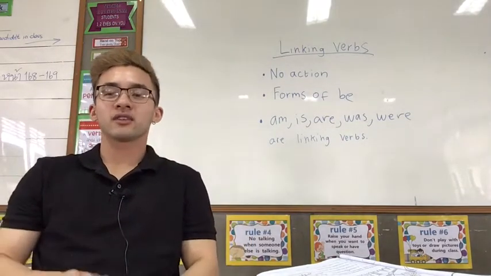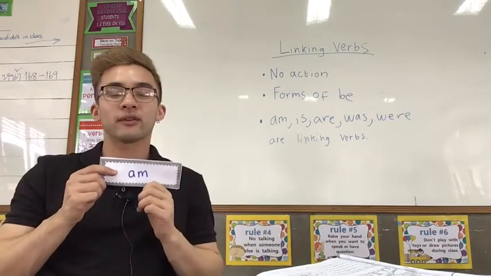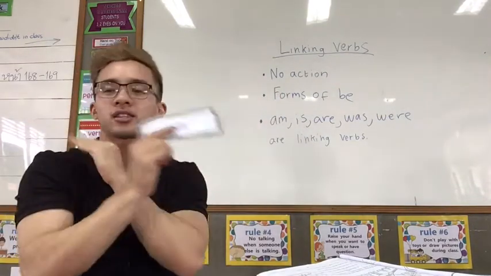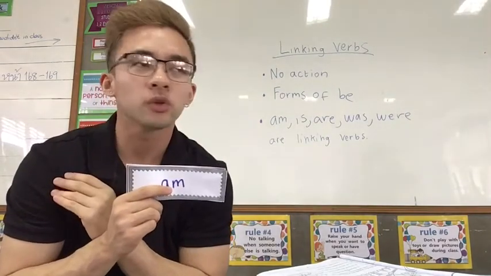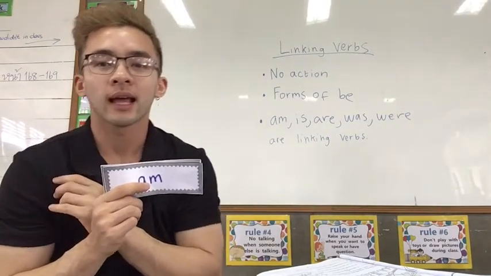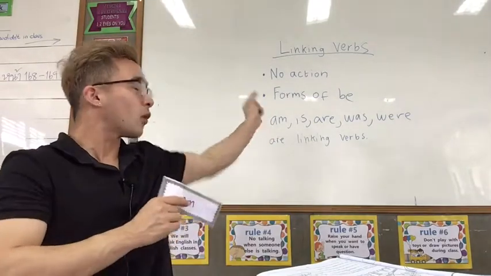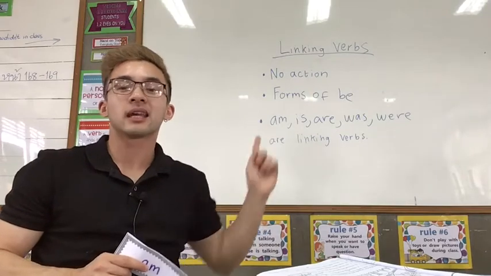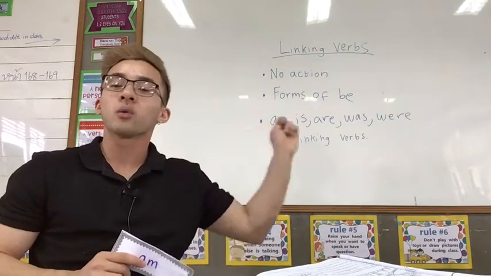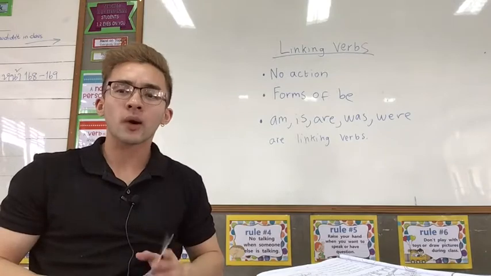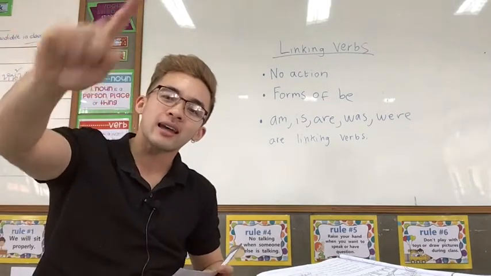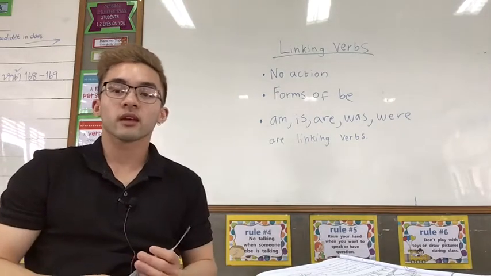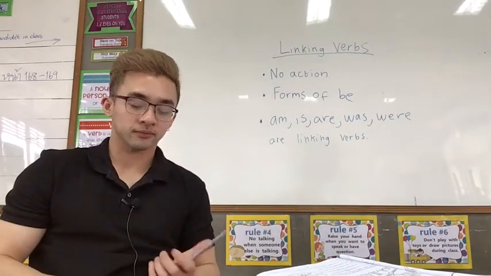Okay, easy, right? Am is a linking verb because am shows no action. You can't am. And am is a form of be, just like on the whiteboard. Am, is, are, was and were show no action because they are linking verbs. Good. You ready for the next one?